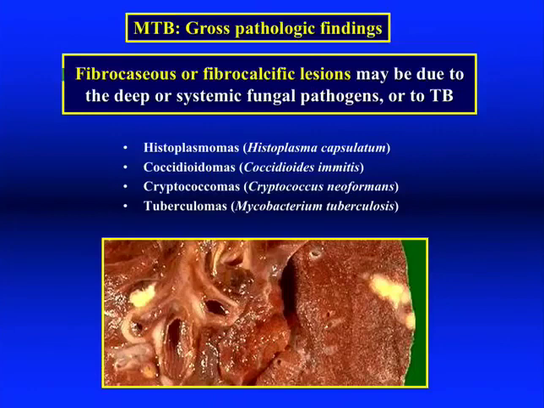So, gross pathologic findings of many of the agents of the genus Mycobacterium, particularly MTB, produce what we call fibrocaseous or fibrocalcific lesions, and they may be due, when we see them, to one of the deeper systemic fungal pathogens or to TB. So this kind of caseation, cheesy-like necrosis, and I'll show it to you microscopically, could be due to agents such as Histoplasma capsulatum, Histoplasmomas, Coccidioides immitis, and Coccidioidomas, MTB, tuberculosis, or even Cryptococcus. Cryptococcus can look like that.